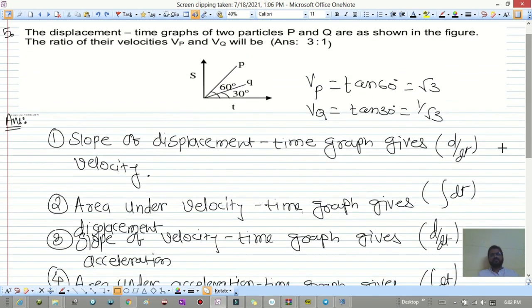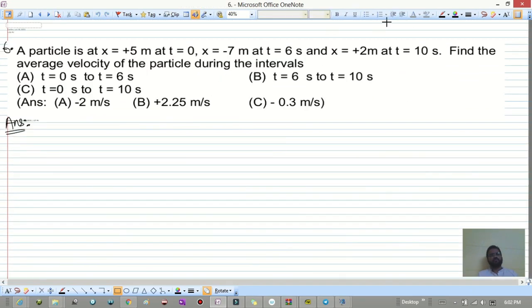Chalo. So next question. A particle is at x equal to positive 5 meters at t equal to 0, then x is equal to minus 7 meters at t equal to 6 seconds, and x is equal to 2 meters at t equal to 10 seconds. Find the average velocity of the particle during the interval a given, b given, and c given.